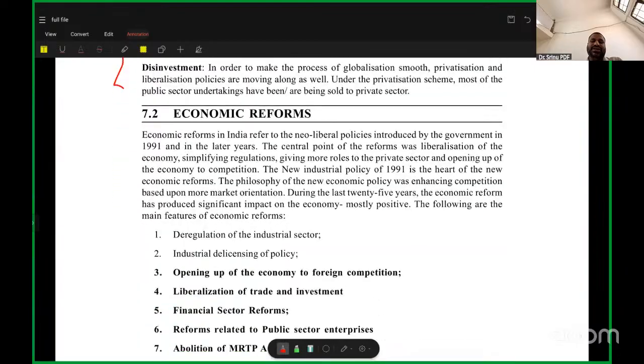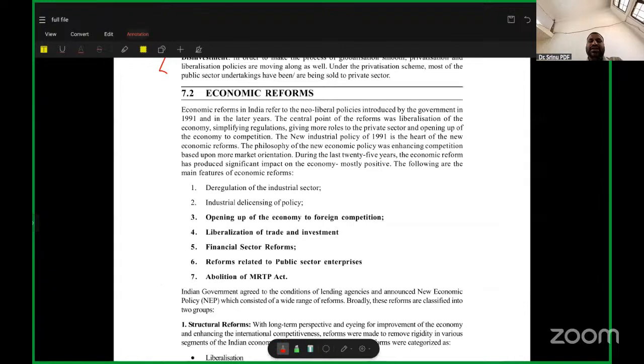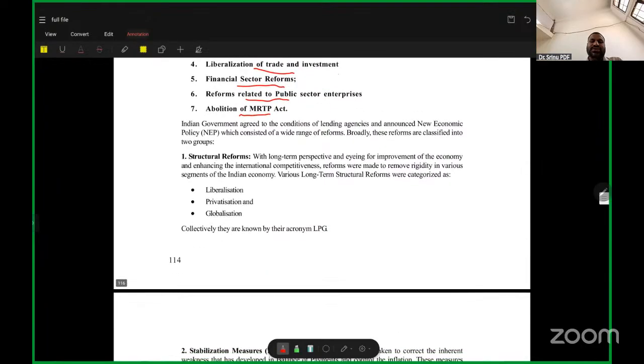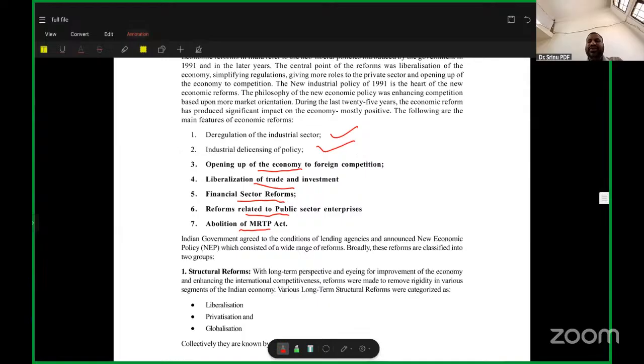First, we need to discuss the economic reforms. The economic reforms started after 1991: deregulation of the industrial policy sector, industrial delicensing, opening up the economy to foreign competition, trade liberalization, financial sector reforms, reforms relating to public sector enterprises, and abolishment of the MRTP Act. These are the features of economic reform.